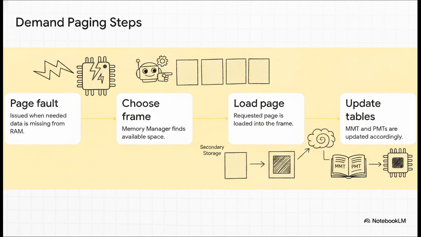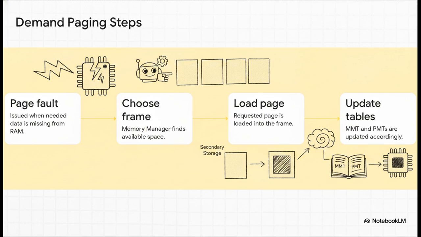Step 1, a page fault is issued. This is basically a quick system alert shouting, "Hey, we need data that isn't here." Step 2, the memory manager jumps into action and finds an available page frame in physical memory. Step 3, it loads that requested page right from your secondary storage into the frame.